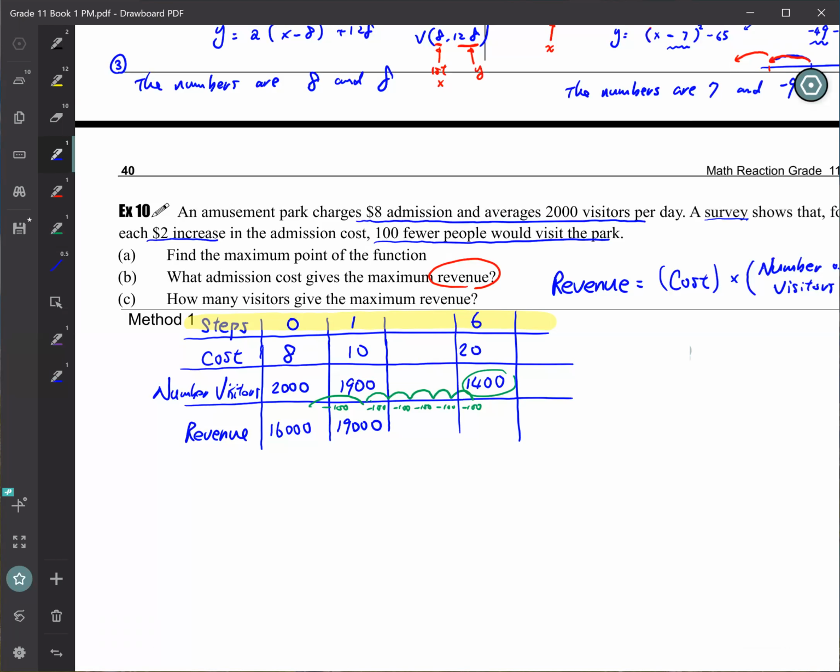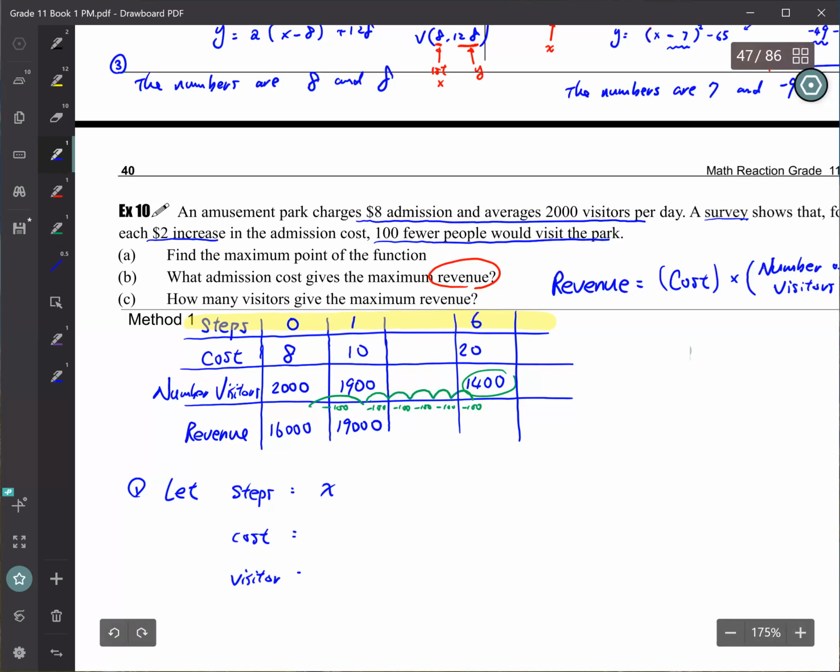Once we have the number of steps as the thing that's changing all the time, we can let the number of steps be X. Then the cost will be calculated based on the number of steps. Cost, number of visitors, and then the revenue.